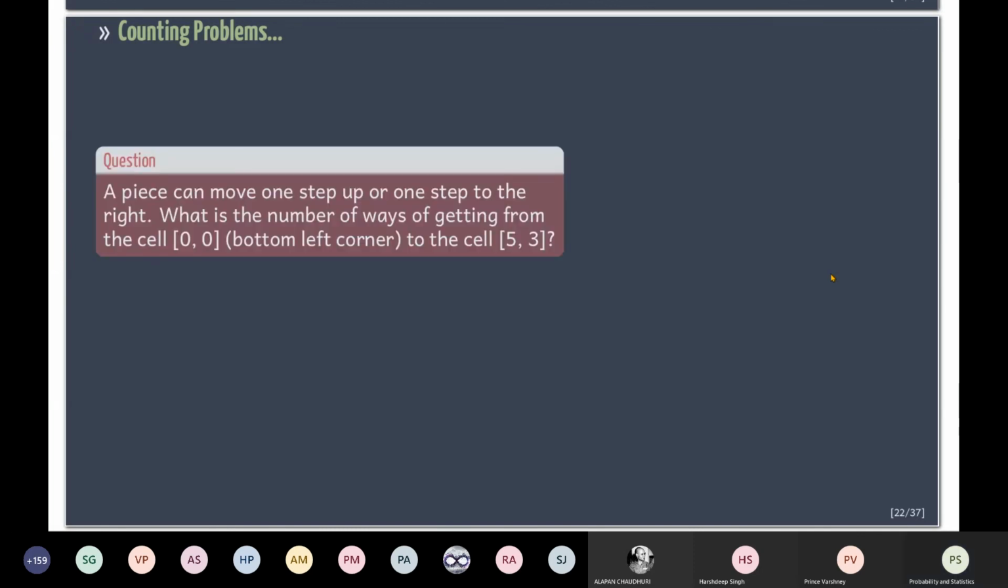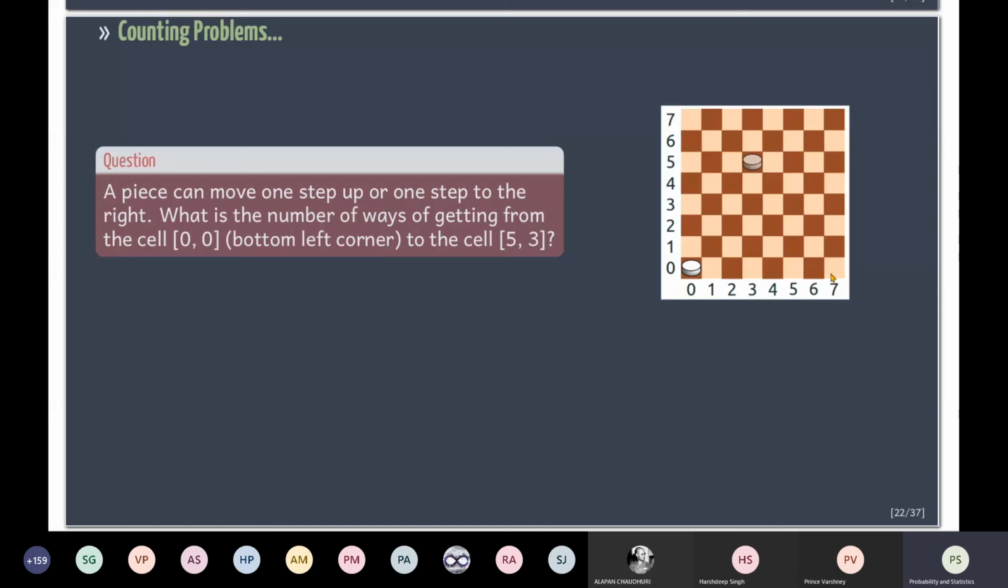Okay, and one from chess. Let us see. A piece can move 1 step up or 1 step to the right. What is the number of ways of getting from cell 0,0 to the cell 5,3? Okay, so this is the cell 5,3 and this is the cell 0,0, right?